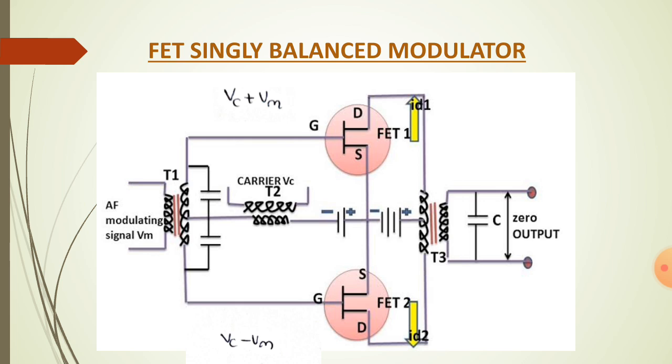We already mentioned that the carrier signal gets suppressed because the currents produced due to the carrier signal are in opposite directions, so they get cancelled out. So we get only two sidebands at the output of the transformer T3. Then we get a double sideband with suppressed carrier signal at the output. This is the working of the balanced modulator. Okay, thank you.